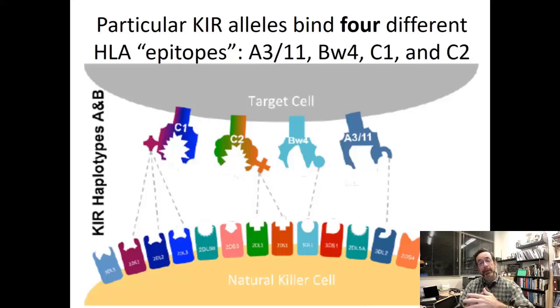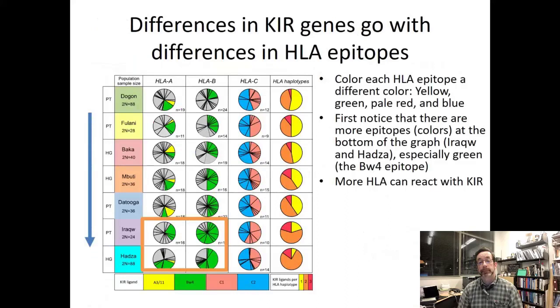And in fact, there's some indication that immune system clashes may cause miscarriages and may cause premature pregnancies and things like that. So this is a graph where they look at the 4 different HLA epitopes, the 4 ones from that slide. A is yellow, B is green, C1 is pale red, and C2 is blue.